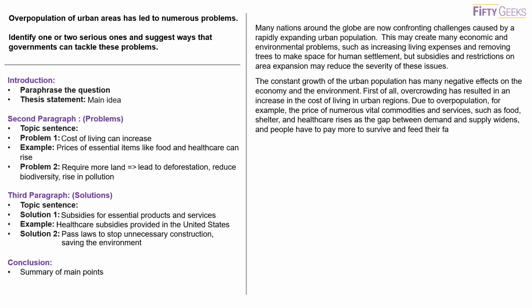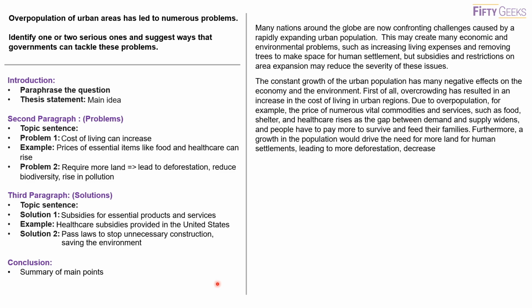and feed their families. Now I'm going to write about the second problem associated with overpopulation. I will write, furthermore, a growth in the population would drive the need for more land for human settlements, leading to more deforestation, decreased biodiversity, and increase in pollution and emissions.